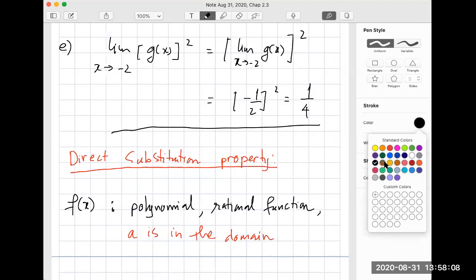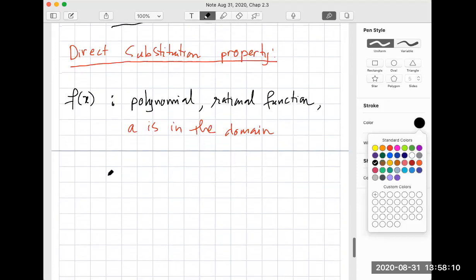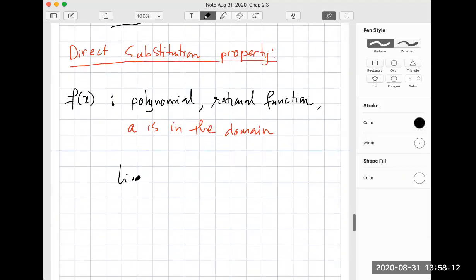Then the limit of the function f of x when x approaches a will be the evaluation of that function at a. Because this function is defined at a, since a is in the domain, therefore we can evaluate it. It's easy, right? Otherwise, we are not allowed to write it.